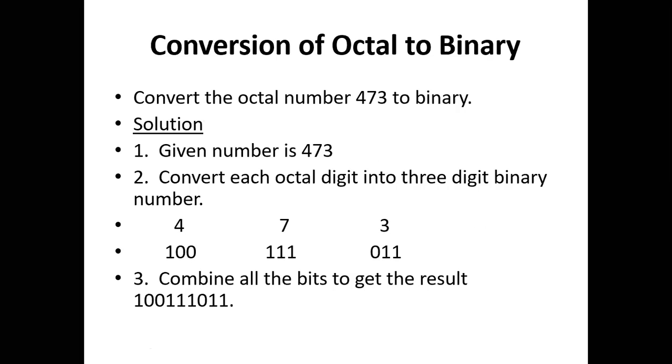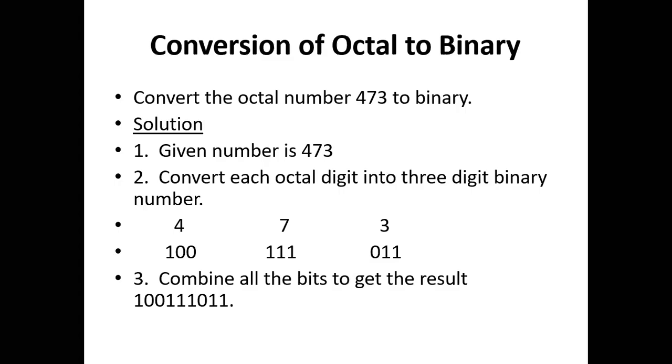The next part, here is the example, converting from octal to binary. So we're saying for each of these, create a 3-digit binary number. So 3 converted to binary like this, 7 converted to binary, 4 converted to binary. Then you put them together and you have your number in binary.